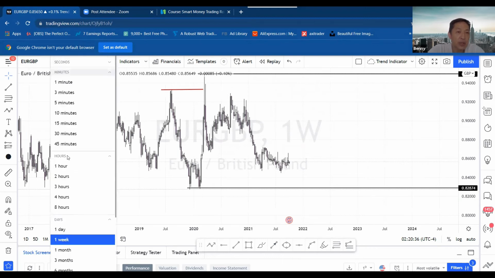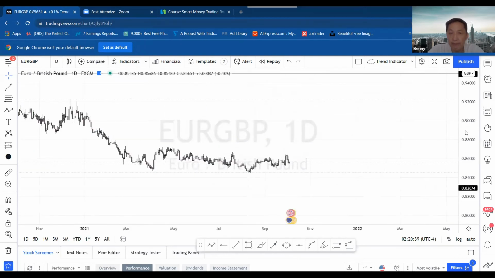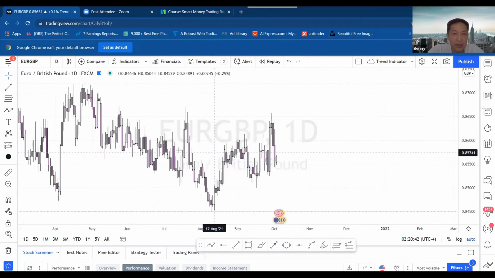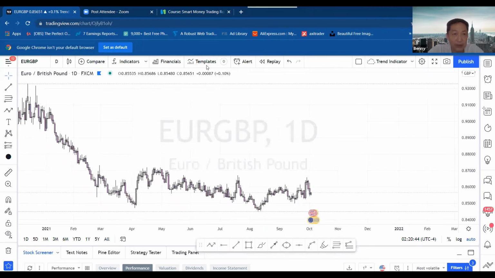So let's go down to daily and see what happened. Now in daily, what do we see? Well, it was in a bullish trend. It was in a bearish trend. We can see that, right? We can see the bearish trend. Now you can see that this low, this is a lower low, lower than this low, right?